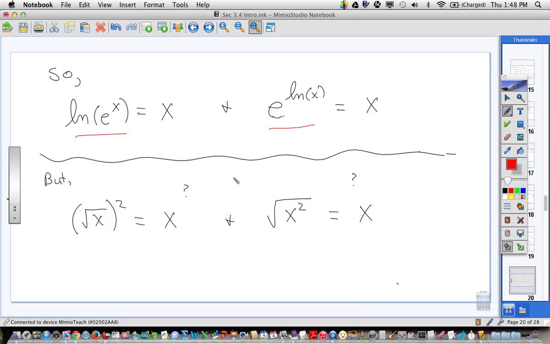Anything. e to the positive, e to the negative, I can put anything. e to the 0, I can put in anything. Okay?